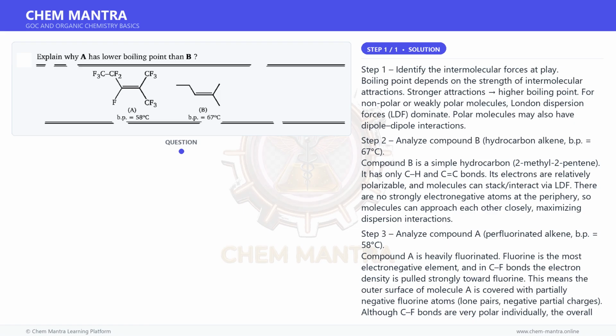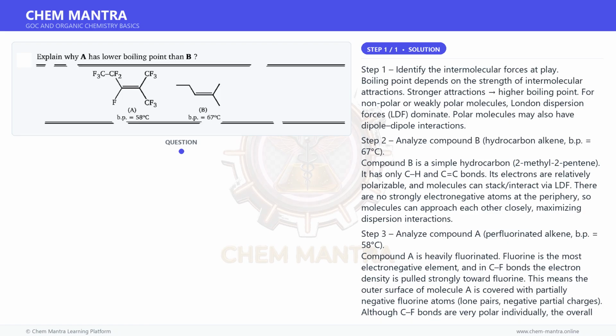Step 2. Analyze compound B, hydrocarbon alkene, BP equal to 67 degrees Celsius. Compound B is a simple hydrocarbon, 2-methyl-2-pentene. It has only C, H and C=C bonds. Its electrons are relatively polarizable, and molecules can interact via LDF. There are no strongly electronegative atoms at the periphery, so molecules can approach each other closely, maximizing dispersion interactions.